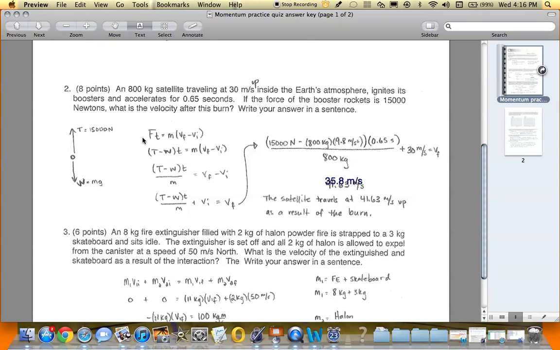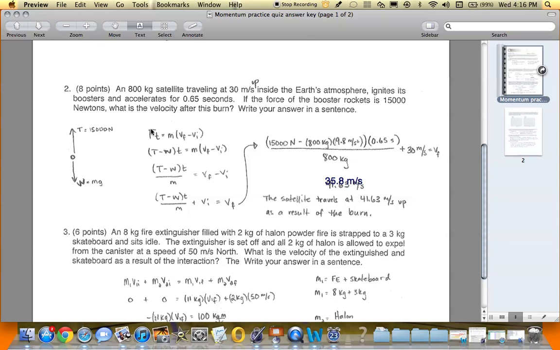Now, how do you know this is an impulse problem? Look at what you have available. You have mass, you have velocity, you have time, and you have a force. So you have forces, times, masses, and velocities, and you're looking for velocity. So an obvious way to look at this would be, okay, those are the things I have. The equation that I have that deals with those is F times time equals mass times the change in velocity.